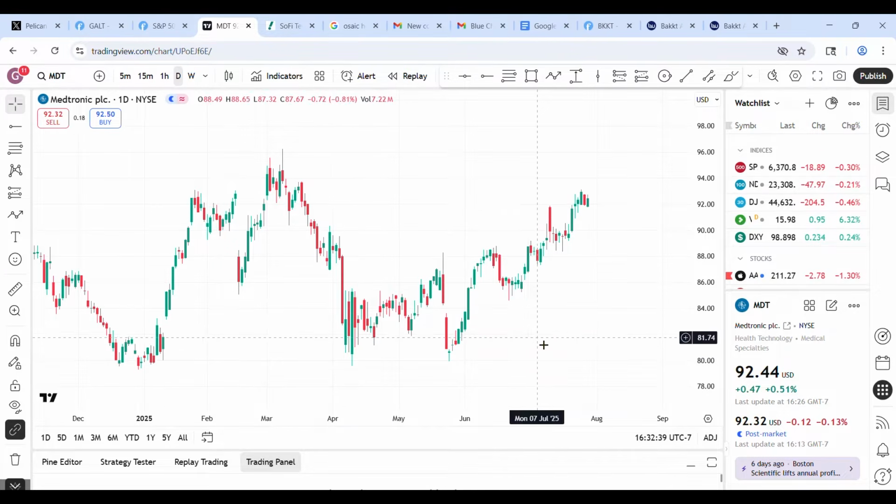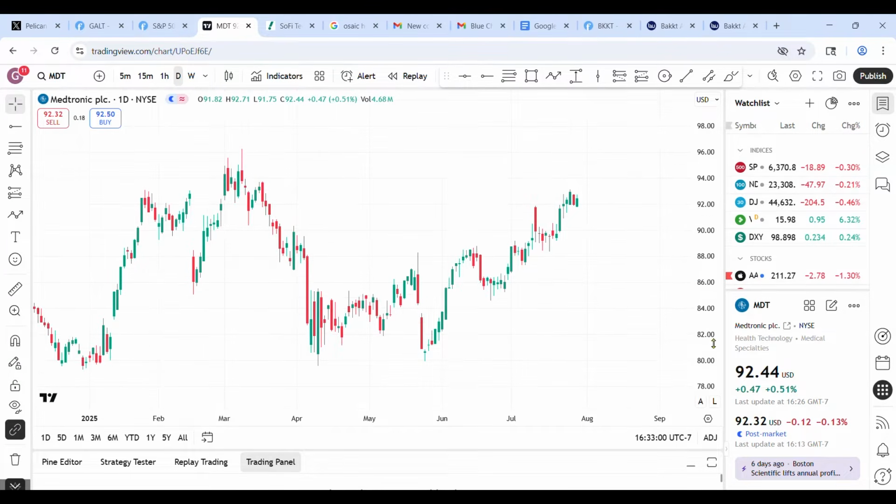First thing we're going to do is assess the trend. And the way we assess the trend is by looking at the direction of the highs and lows as they move from left to right. And we'll notice as they move from left to right, the highs are moving higher. And also as they move from left to right, the lows are also moving higher. So Medtronic is in a short to intermediate term uptrend.